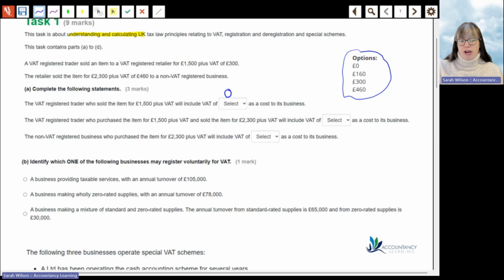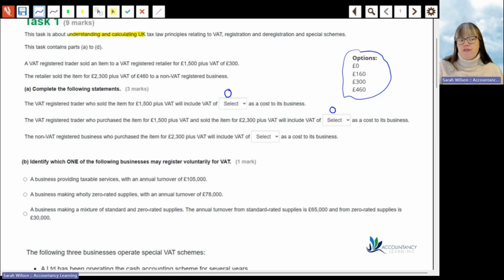The second one, the VAT registered trader who purchased the item for 1,500 plus VAT and sold the item for 2,300 plus VAT will include VAT of, and we've got to choose an amount, as a cost to its business. Again, they have purchased the item, but because they're VAT registered, they're going to claim back that VAT amount. So that £300 that they've paid to purchase that item, they will claim back on their VAT return. And likewise, when they've sold the item onwards, that will be a liability. So again, there is no cost to that VAT registered trader who bought the item and then sold it on. The cost of buying that item is 1,500. They've paid 1,800, but £300 of that they will claim back from HMRC on their VAT return.